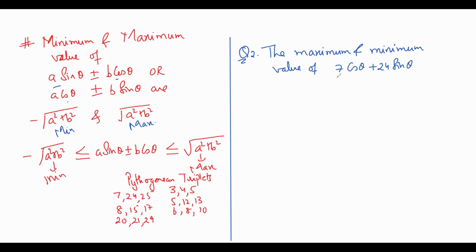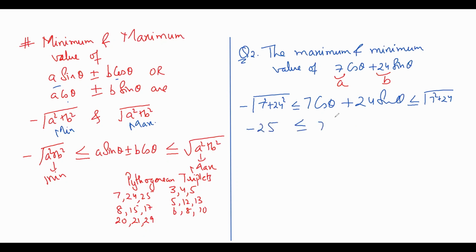Now look, I have to find the maximum and minimum value of this expression, and here you can take this as A and this as B. So this is a Pythagorean triplet, so my answer is, you know that this lies in between minus root of a square plus b square, which is the minimum value, and plus root of a square plus b square, which is the maximum. This is minus 25, this plus 20, root of. So minus 5 is the minimum value and plus 5 is the maximum value.